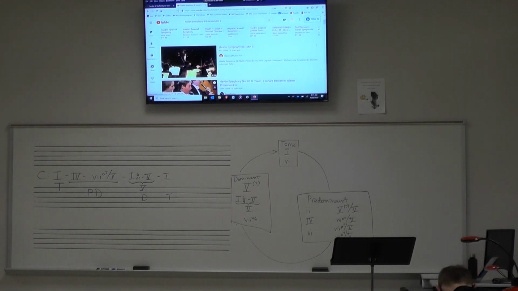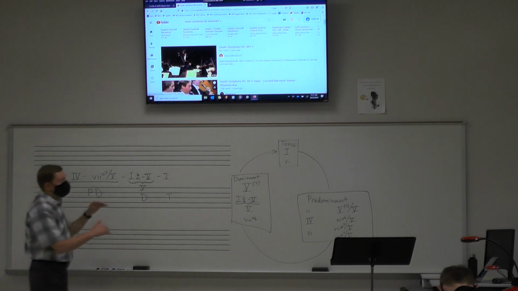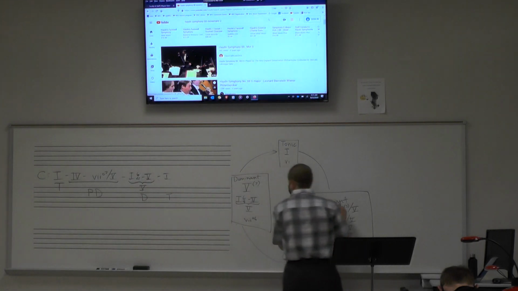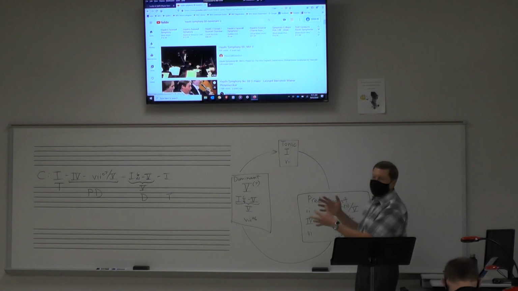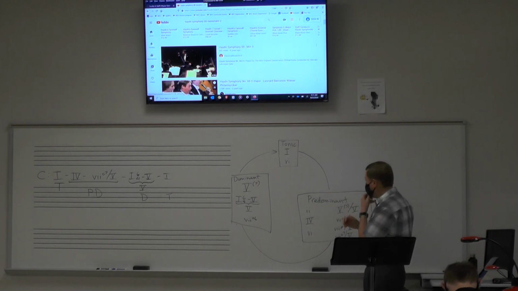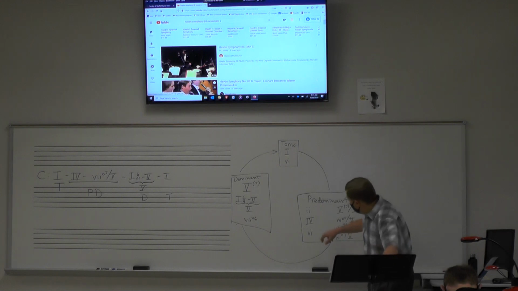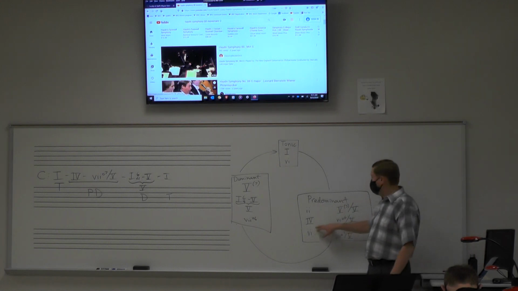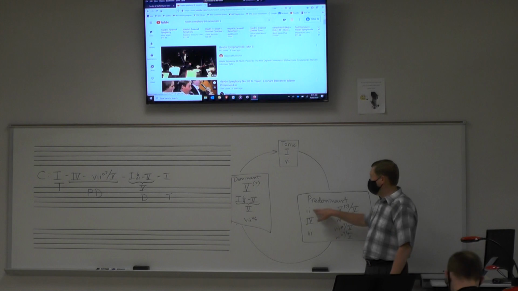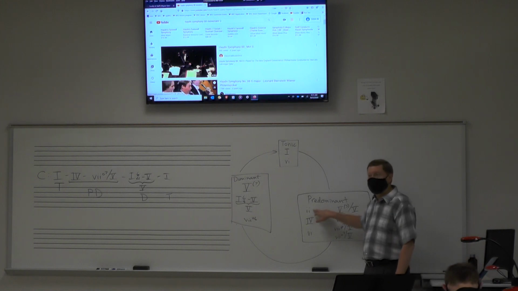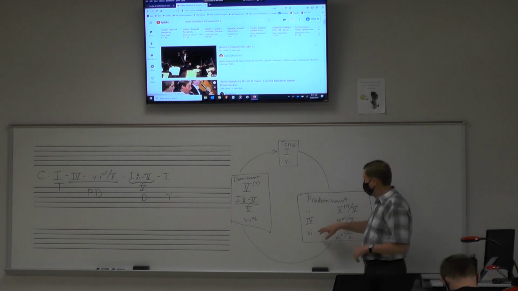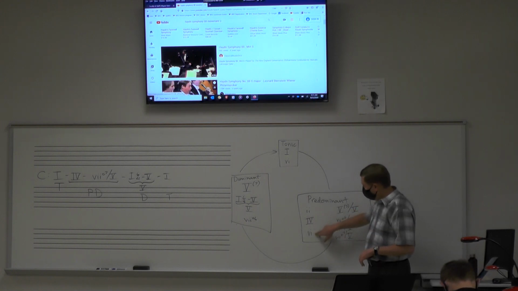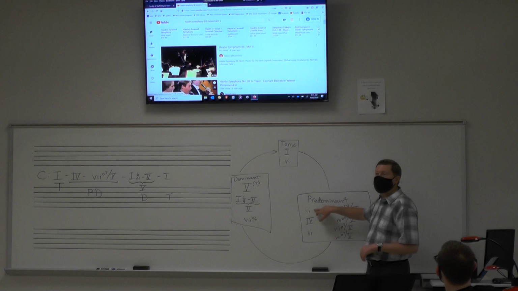Generally speaking, if you use more than one predominant in the progression you're writing, I talked before about how the 6th chord is the weakest one, the 4th chord is a medium-strength predominant, and the 2 is the strongest of these 3. So if you use more than one, I would use this one first, then this one, and then this one.